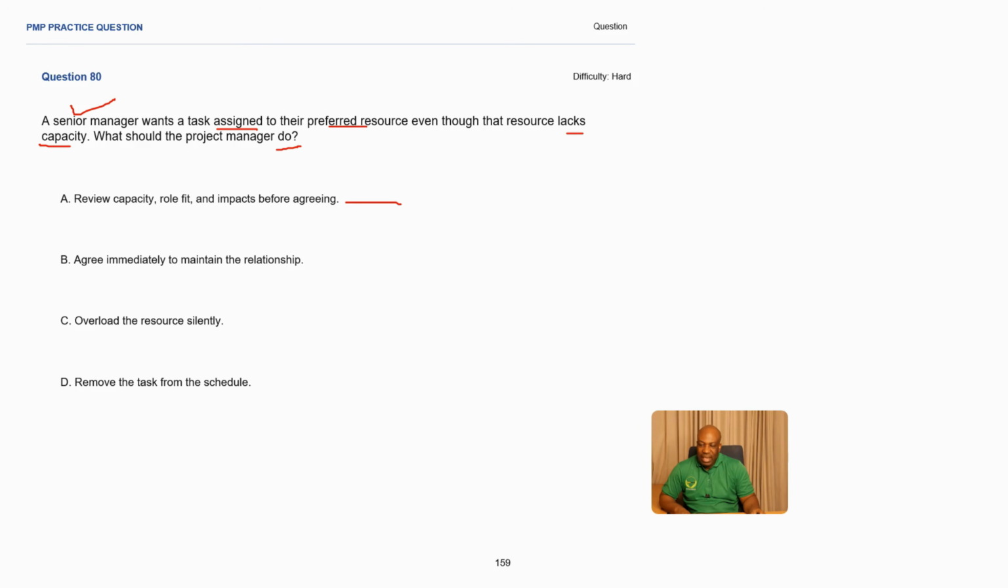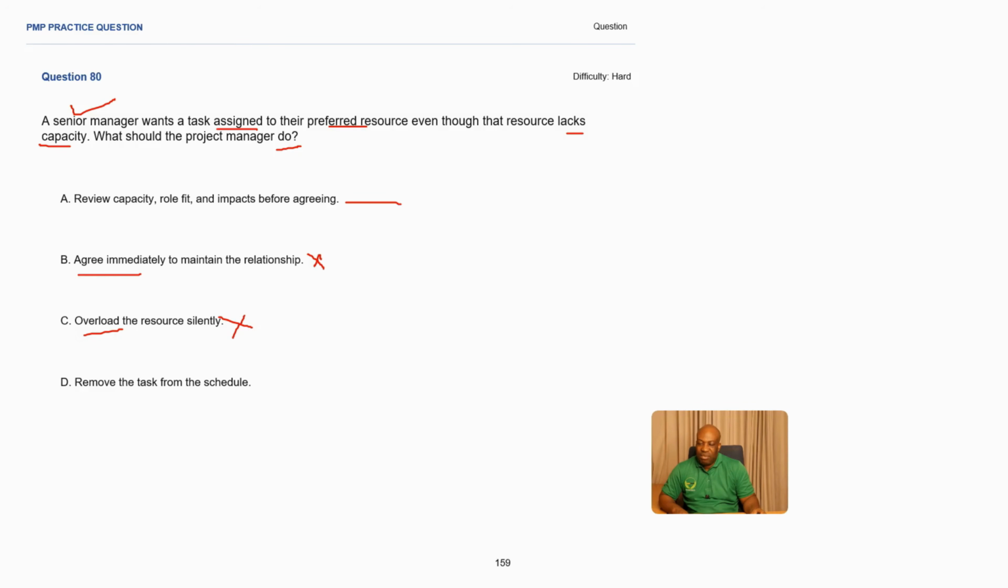You don't agree to things in a project for relationship purposes. Everything that you do in a project must be linked to project objectives and goals and even the business value you're deriving from there, not relationships. So making this one incorrect answer. Overload the resource silently. You don't overload anyone in a project. That's not a good mindset. So making this one incorrect answer.